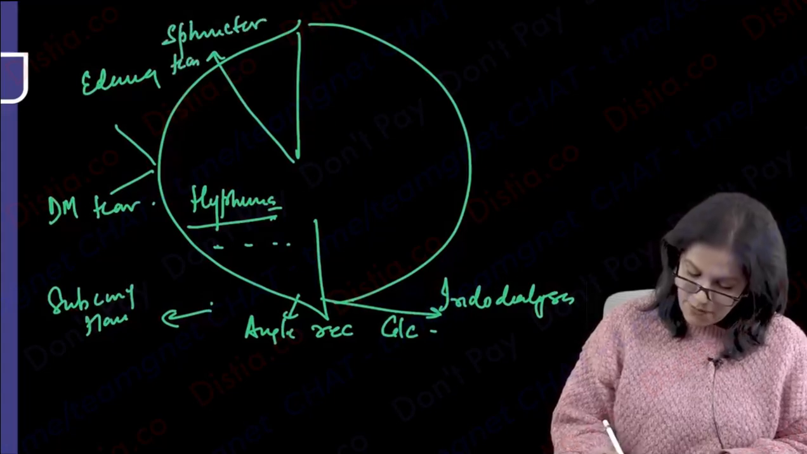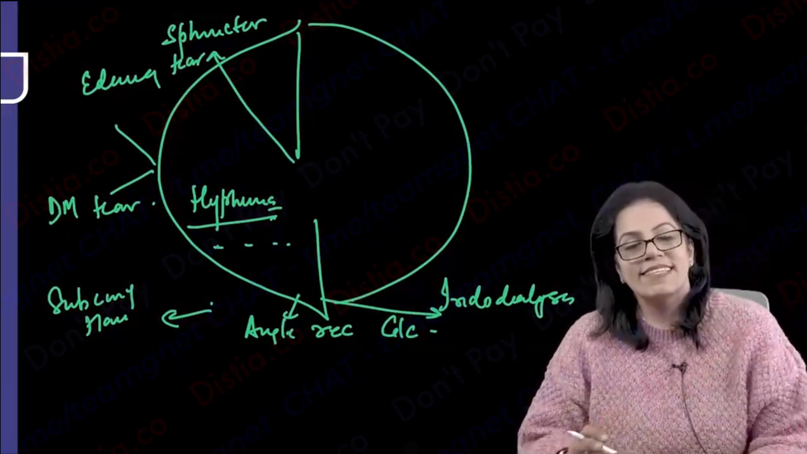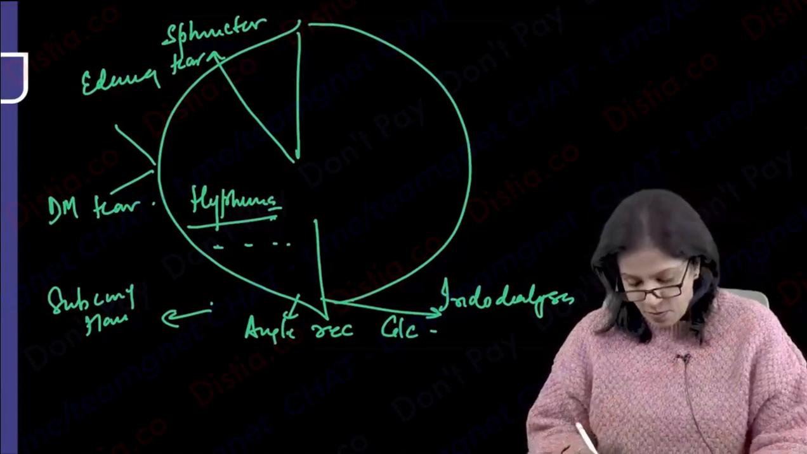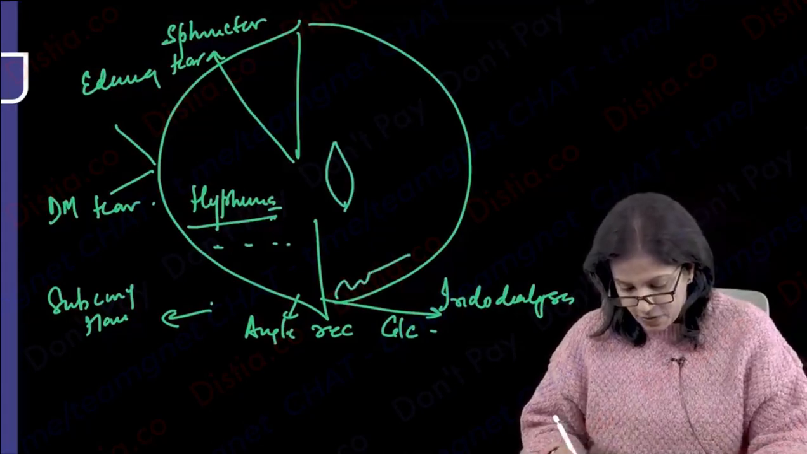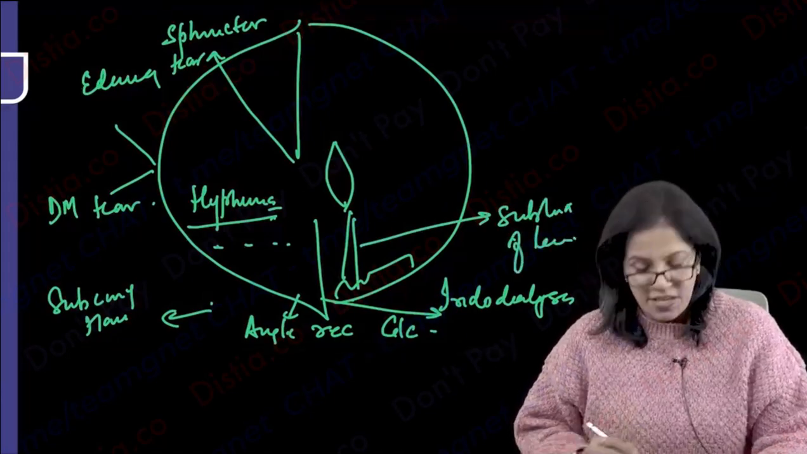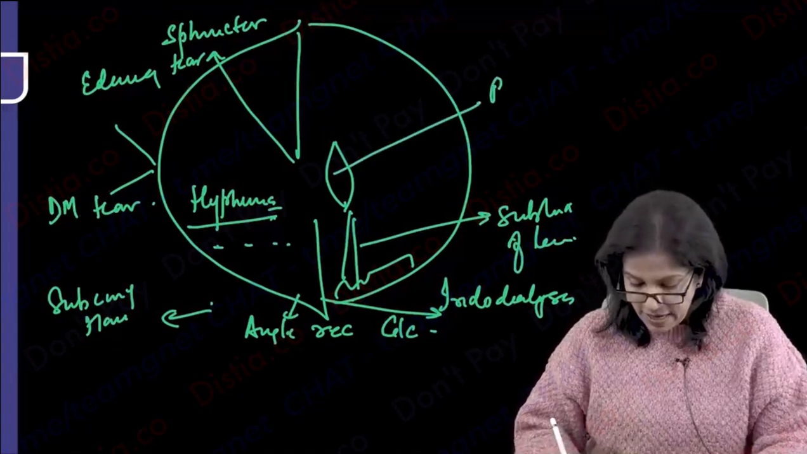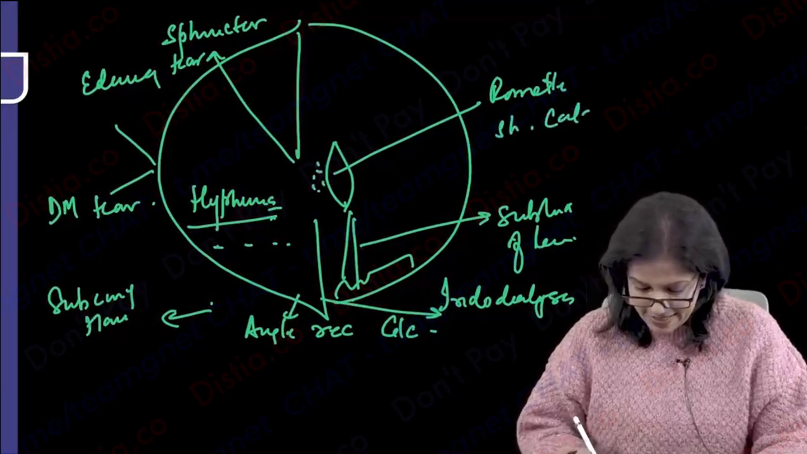So do you realize if you make the simple diagram in my style, if you try to learn in my style, this becomes even easier. What else? In the lens, because now these suspensory ligaments are affected, therefore you can get subluxation of lens. We may get rosette shaped cataract. We may get Vossius ring, isn't it?